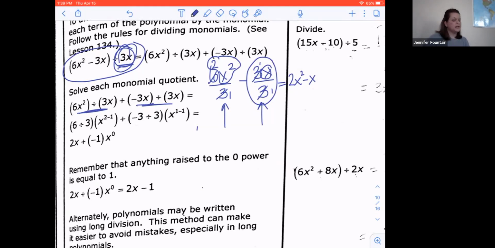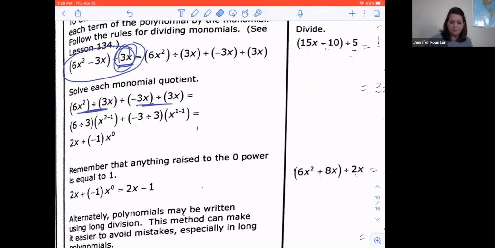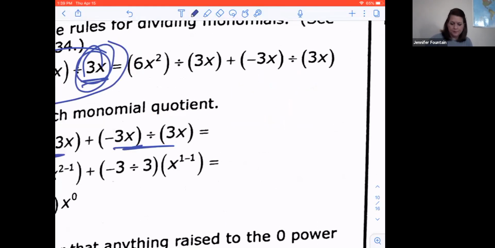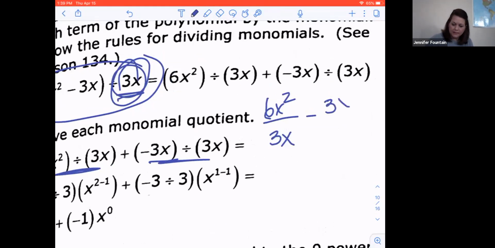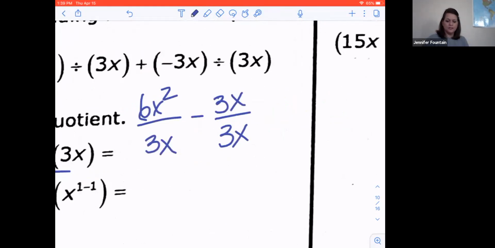Oh, whoops, I forgot to divide by my x, by 3x. Let me redo that. I was just dividing by regular old 3 instead of 3x. Let me rewrite that. 6x squared over 3x, minus 3x divided by 3x. I thought something didn't look right, but that's what it was.